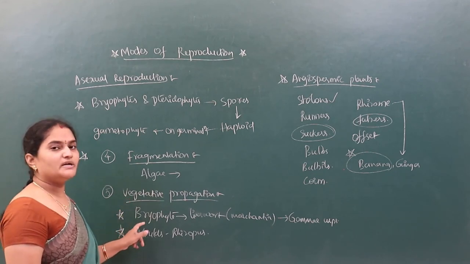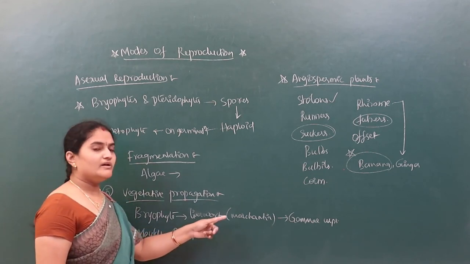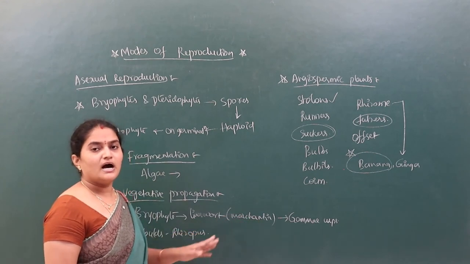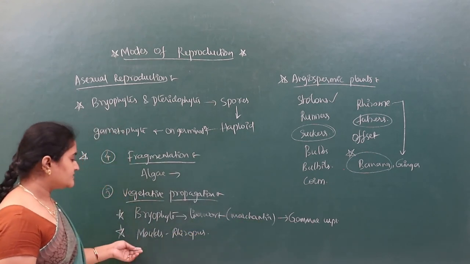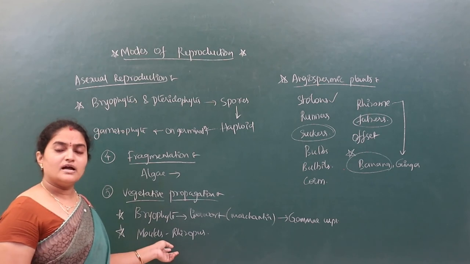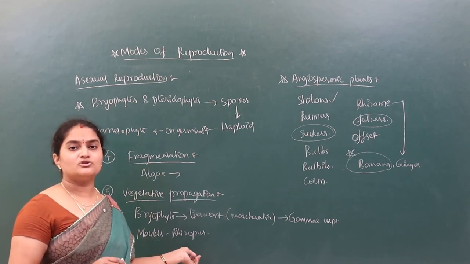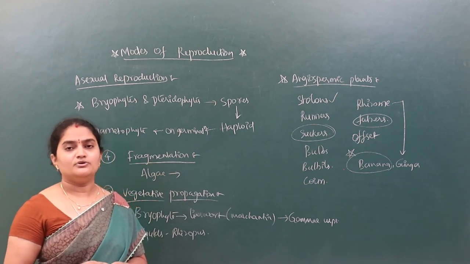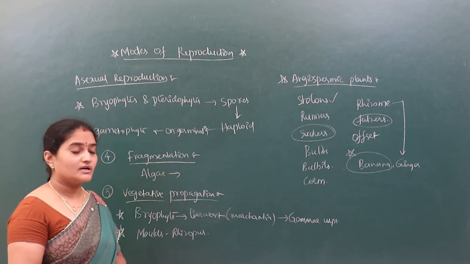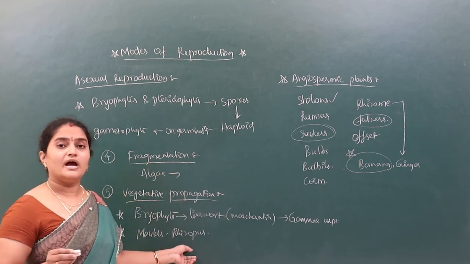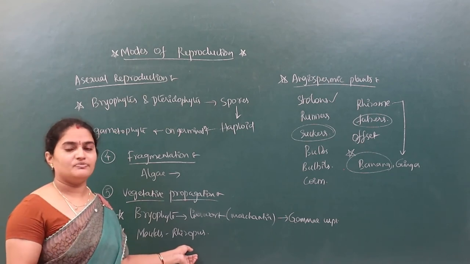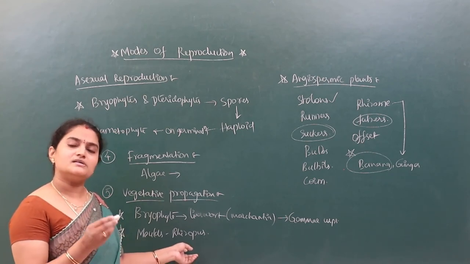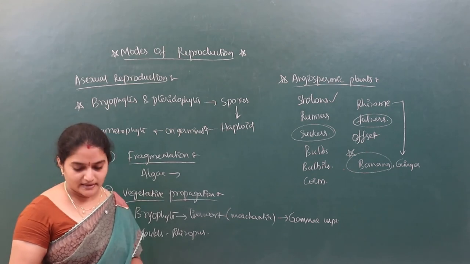Bryophytes, particularly the liverworts, are vegetatively propagated by gemmae. And the next one is molds, that means Rhizopus. In Rhizopus, the detached mycelium develops into a new plant. Here we cannot consider it as a thallus; we have to consider it as mycelium. The mycelium detaches and grows into a new plant.